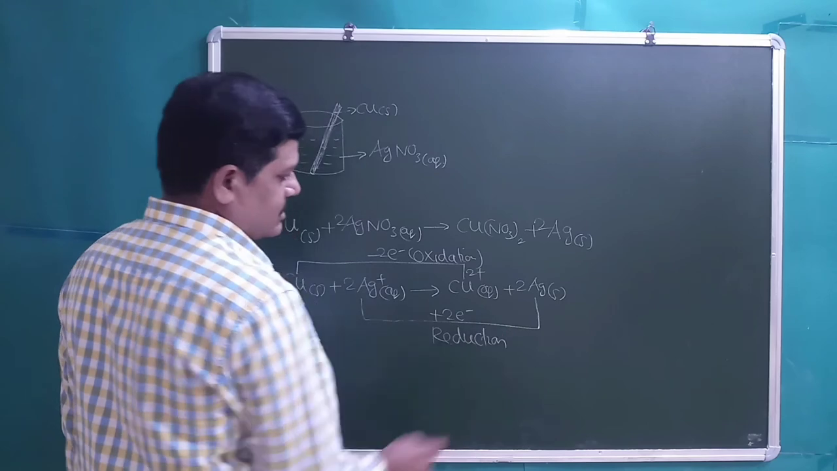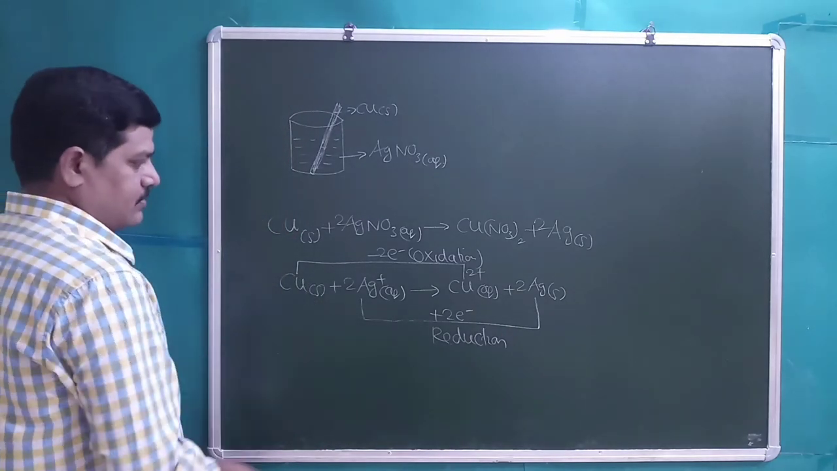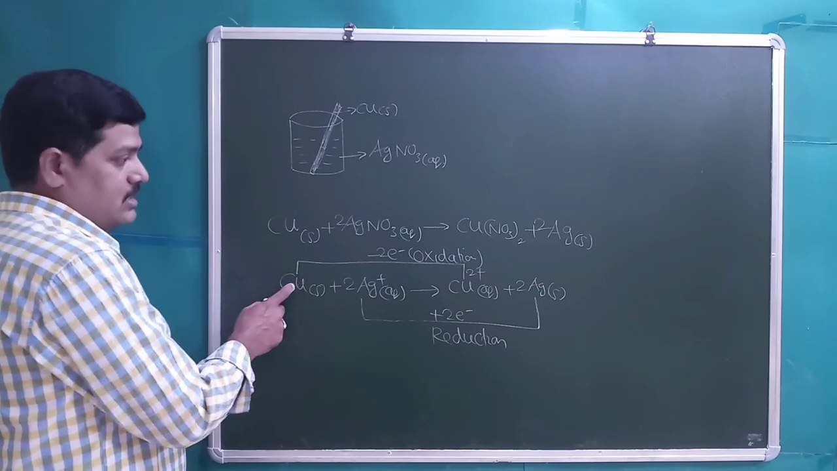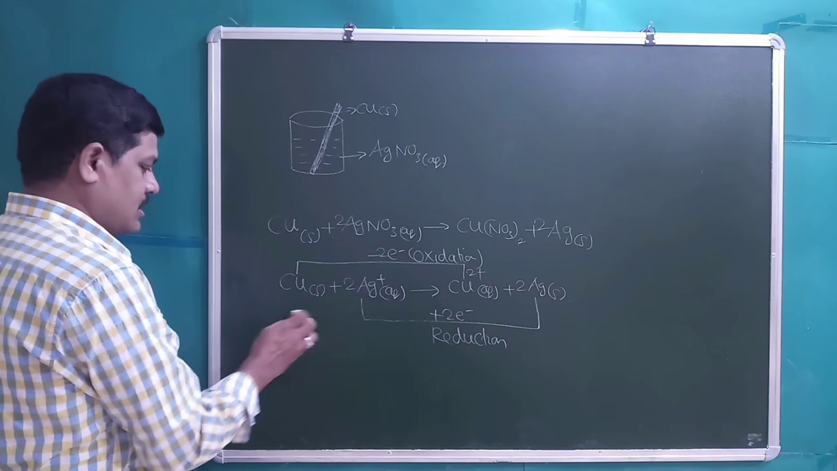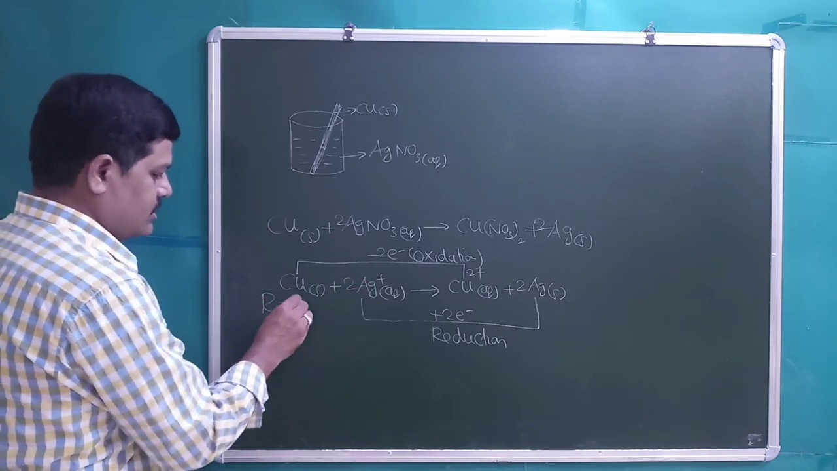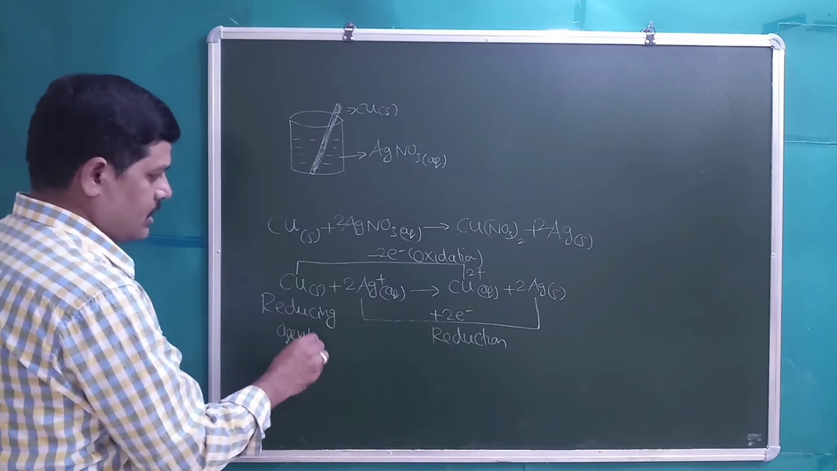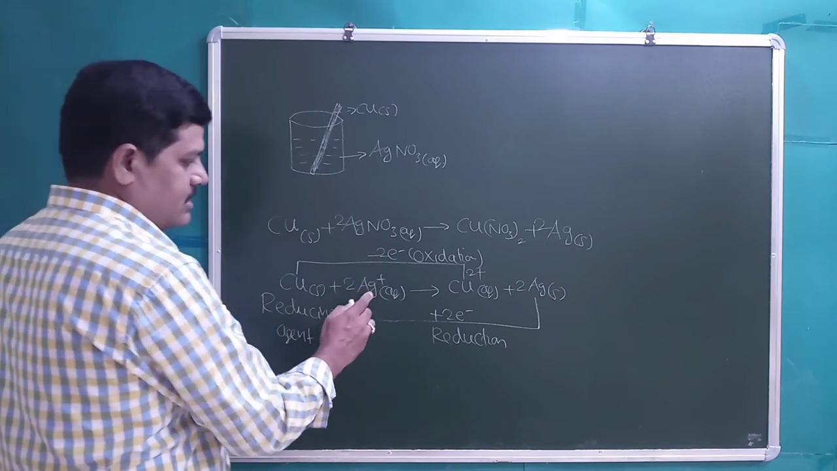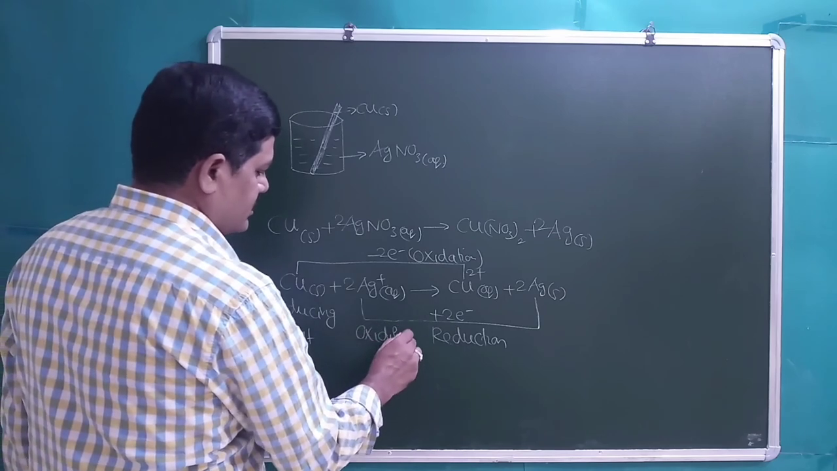Loss of electrons is called oxidation. Gain of electrons is called reduction. So in this, the reagent which itself undergoes oxidation and reduces the other is called the reducing agent. Cu will be the reducing agent, and Ag+, which itself undergoes reduction, will be the oxidizing agent.